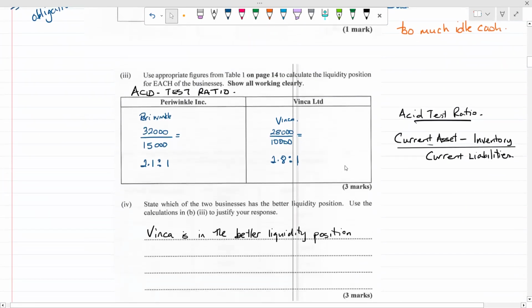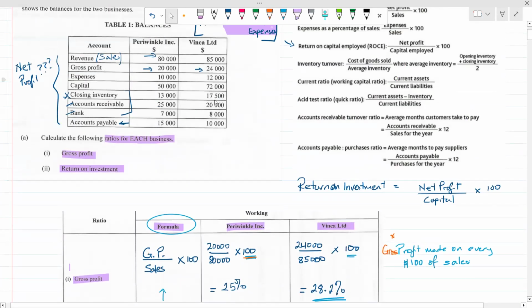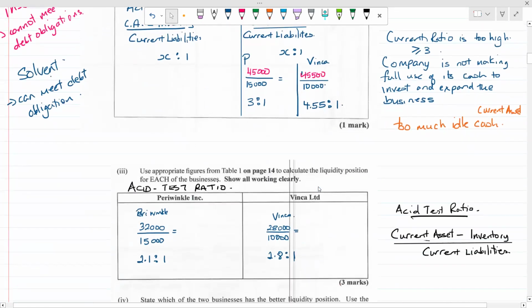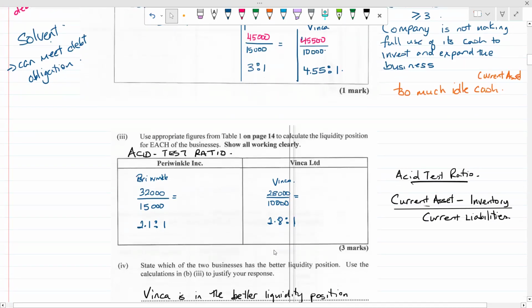Understand? If we were to compare the two of them side by side, Finca has too much inventory on hand. Their closing inventory is too large. Look at Vinca. Vinca has a closing inventory of 17,500, which increases its total. If you look at the two ratios, it increases it by a substantial amount, almost 2 times more, or 3/4 times more, if you look at the current asset test ratio versus the current ratio.